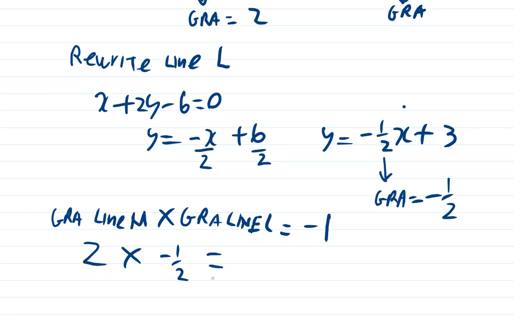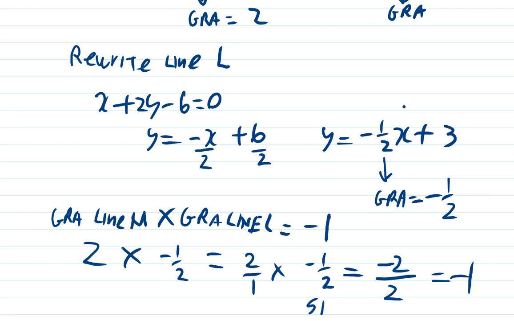Does it amount to negative 1? Let's see. 2 is the same as 2 over 1 multiplied by negative half, which is negative 1 over 2. Remember, when you multiply your fractions, top times top, 2 by negative 1 is negative 2, over bottom by bottom, 1 by 2 is 2. Negative 2 over 2 is negative 1. So it is, they are perpendicular. So that is show. Alright? So multiplying the gradients and getting negative 1 shows that the lines are perpendicular.